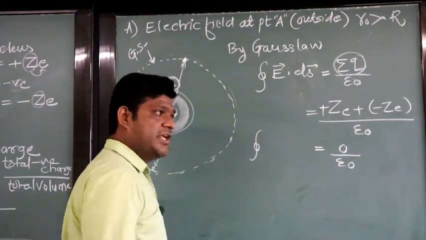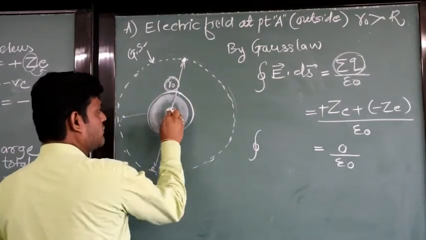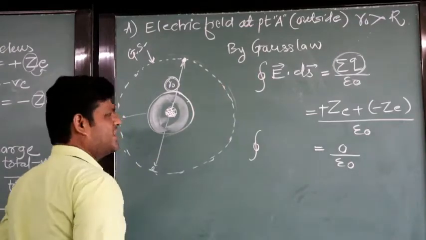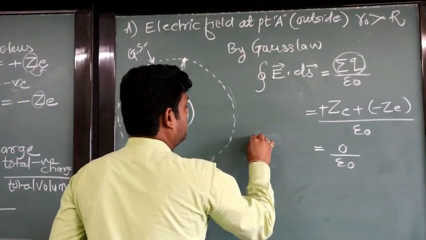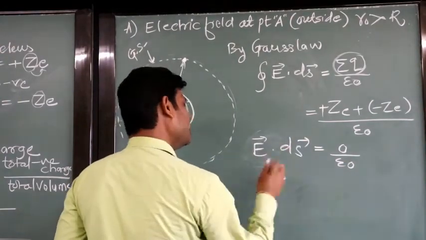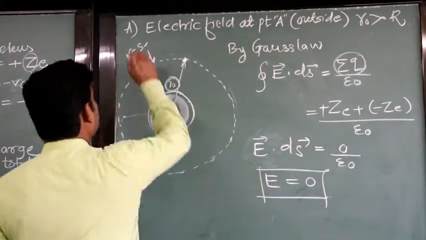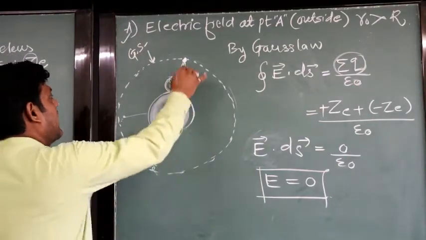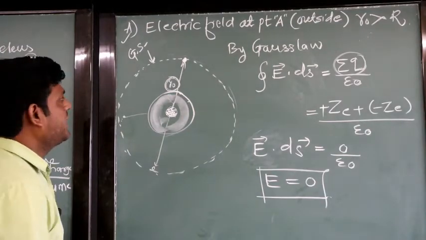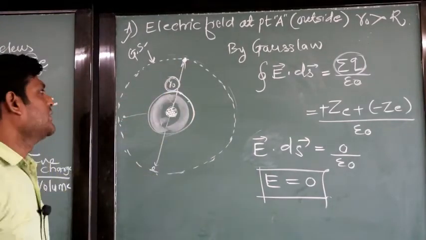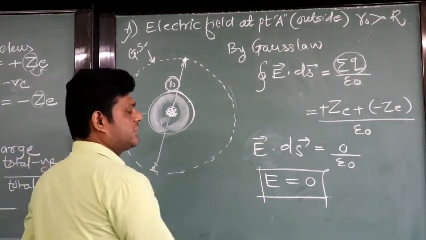The integral of E vector dot dS vector equals 0. Suppose the electric field on the surface of the atom goes like this; we can say that this is equal to 0, then we can easily write E vector dot dS vector equals 0, meaning E equals 0. So this is the electric field at point A, outside the atom, right? So we have concluded that the electric field at a point at distance Ro from the center, outside the atom, is equal to 0.